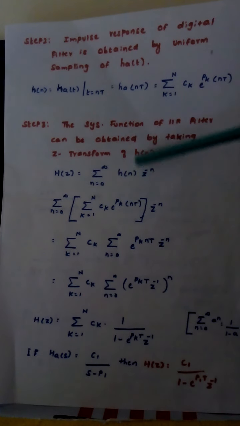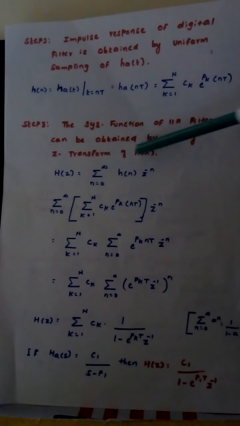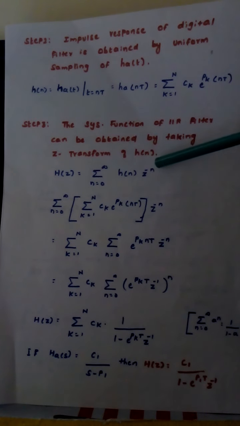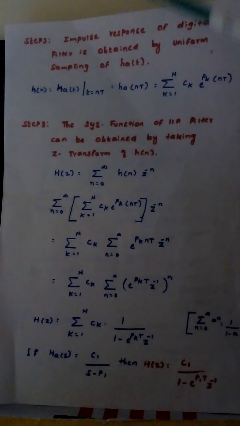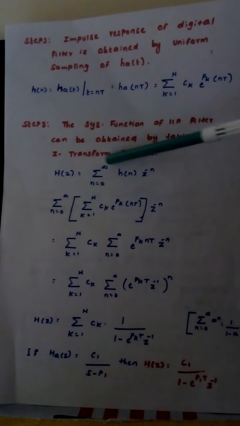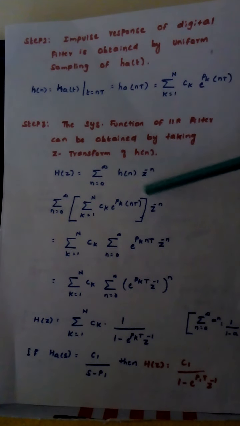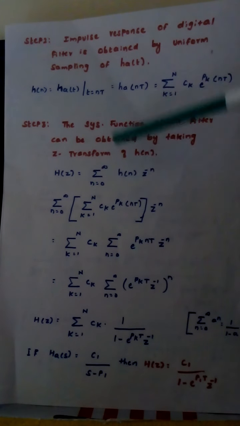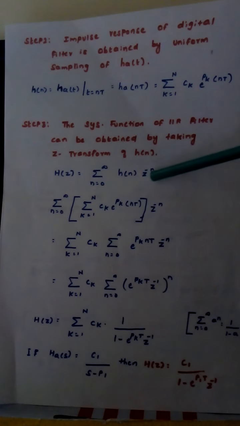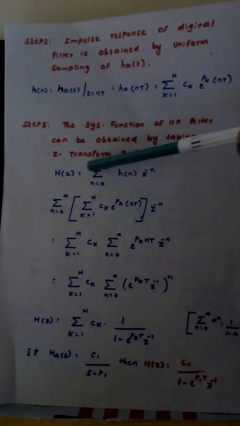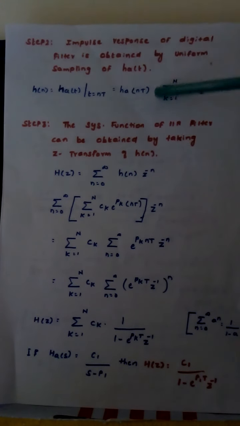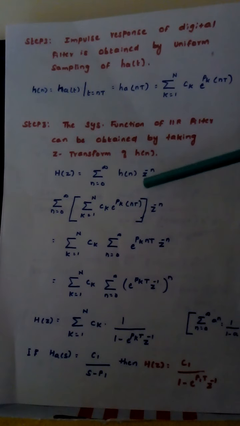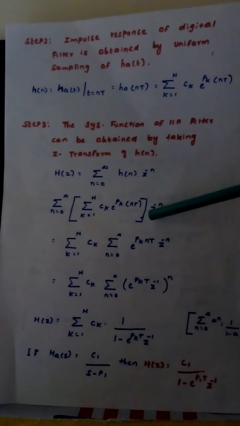The next step: the system function of the IIR filter is obtained by taking the Z transform of h(n). Taking the Z transform gives H(z), so we are converting H(s) to H(z). The Z transformation formula is summation n equal to 0 to infinity of h(n) into z to the power of minus n. Here h(n) is replaced by the term we just found, multiplied with z to the power of minus n.